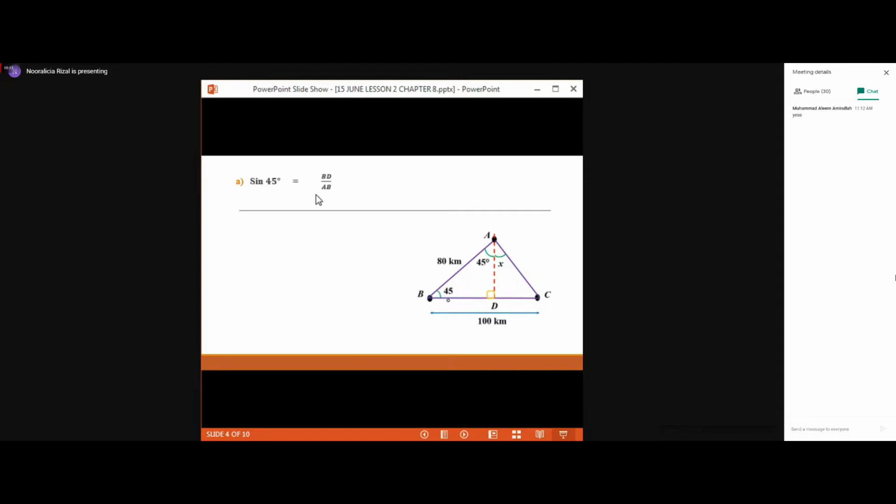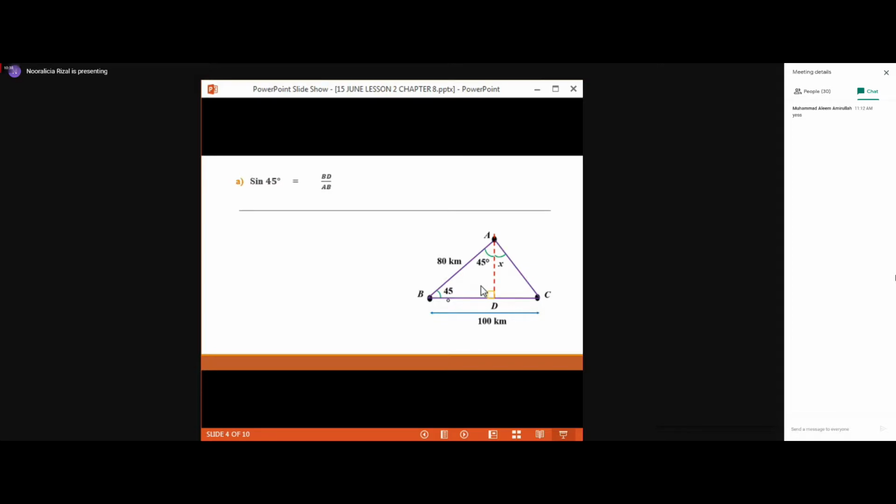So you see, why in the world am I finding sine 45? So sine 45, I'm finding this line here, BD. I want to know how much is BD. Why do I want to find BD? Because this is the only angle that I know, and it is in a right angle triangle.